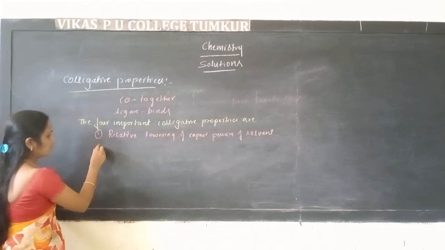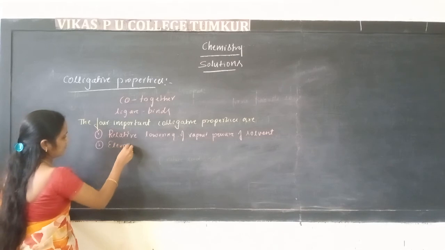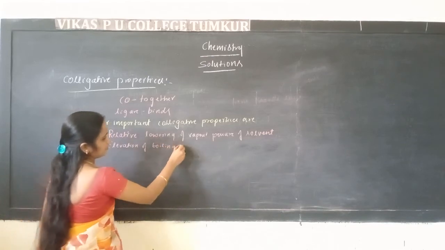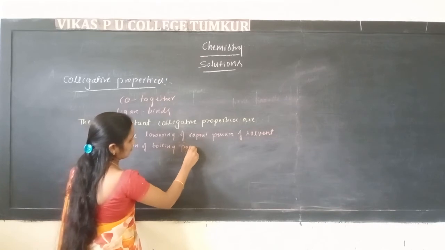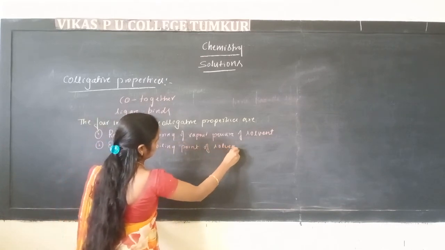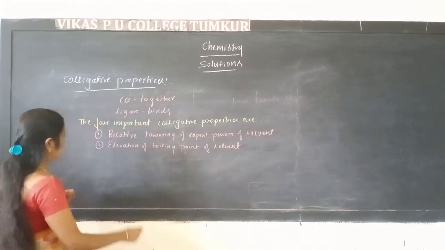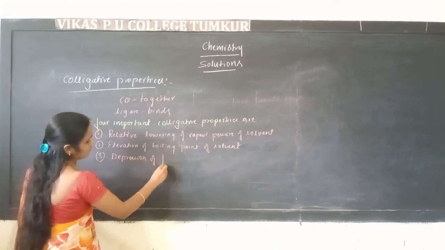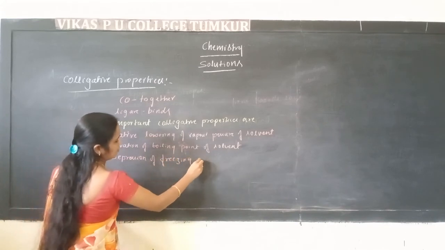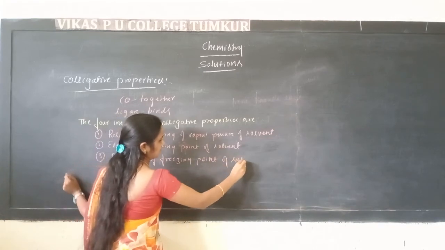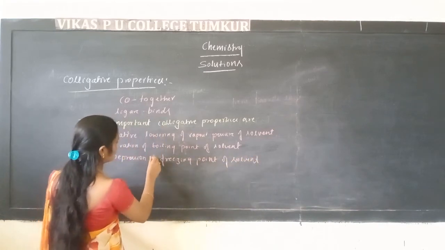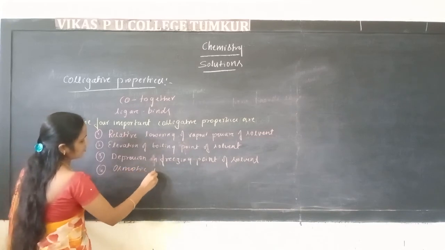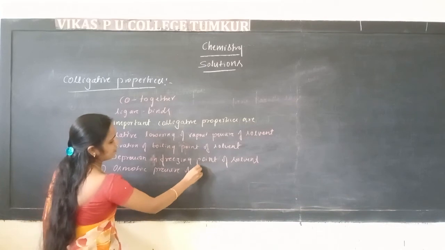The second one is elevation of boiling point of solvent. Elevation in boiling point of solvent. The third one is depression of freezing point of solvent. Depression in freezing point of solvent. Then the fourth one is osmotic pressure of solution. Osmotic pressure of solution.